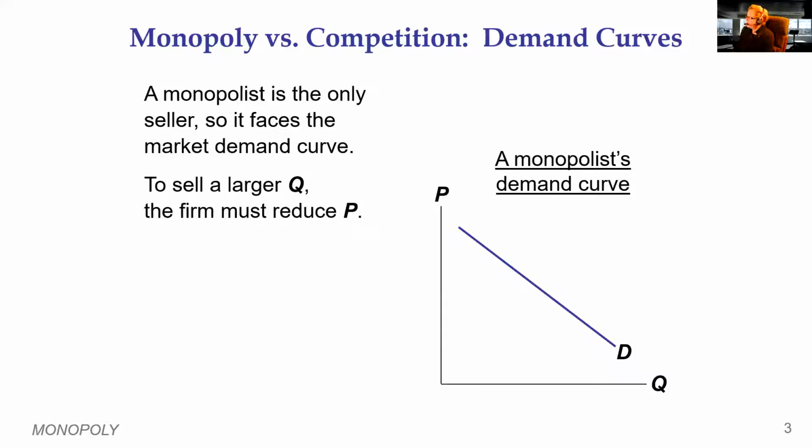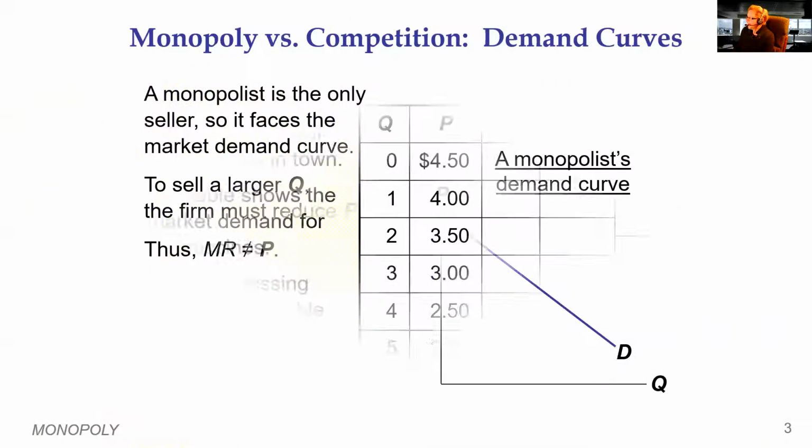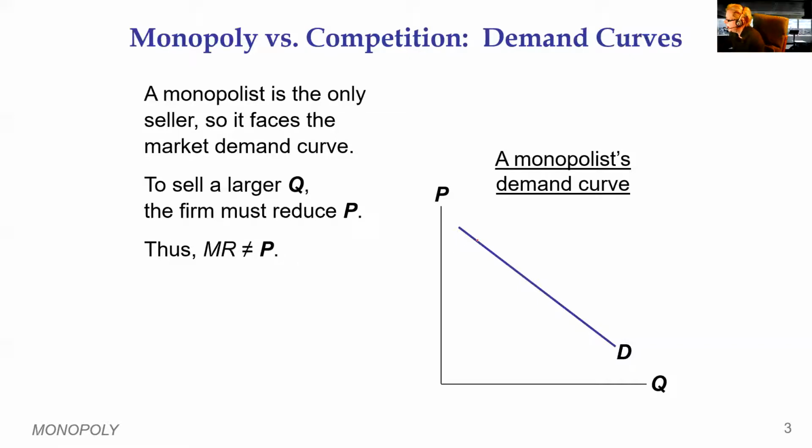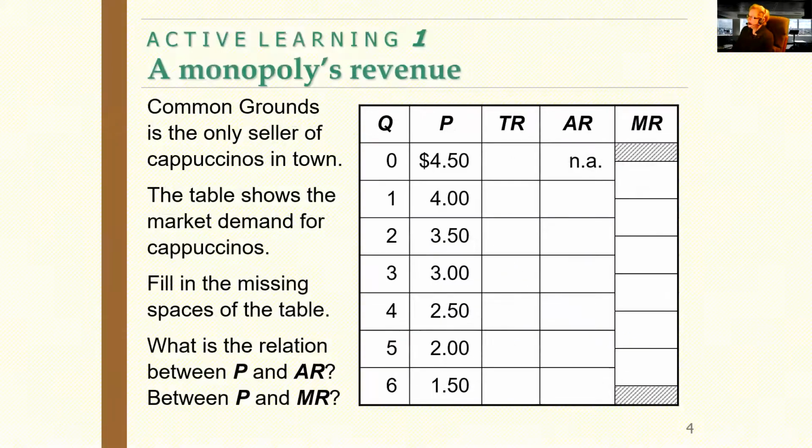To sell a larger quantity, the firm has to reduce price. So therefore, marginal revenue is no longer equal to price. It's actually going to end up looking something like this, and it will actually pass through the x-axis. So let's go ahead and take a look at an example.